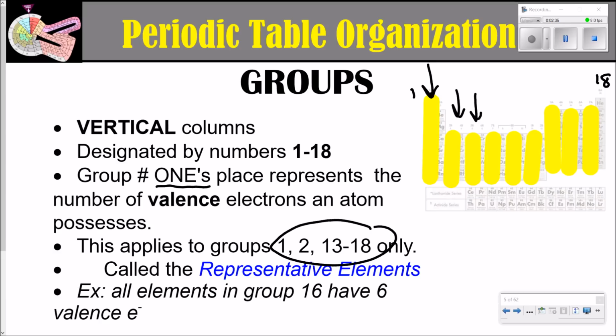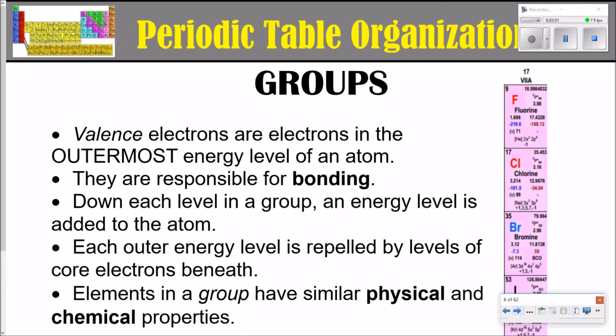So for example, if you've got group 16 over here and group 17, those have 6 and 7 valence electrons respectively. And it also works for groups 1 and 2 over here. They have 1 and 2 valence electrons respectively. So the valence electrons that we're discussing are the electrons in the outermost energy level of the atom, and this is what's going to be responsible for bonding.